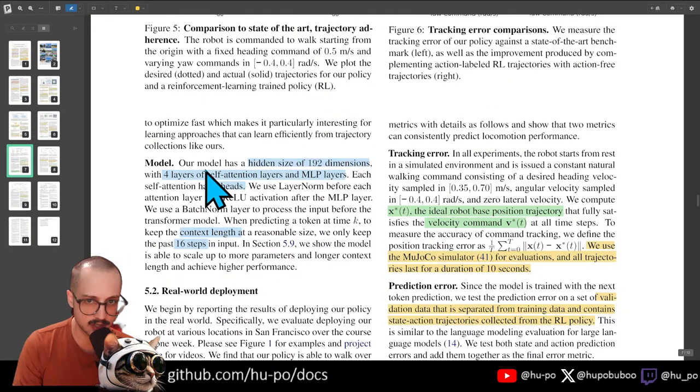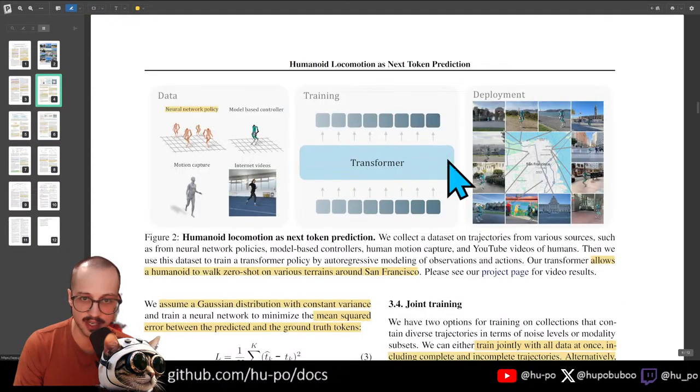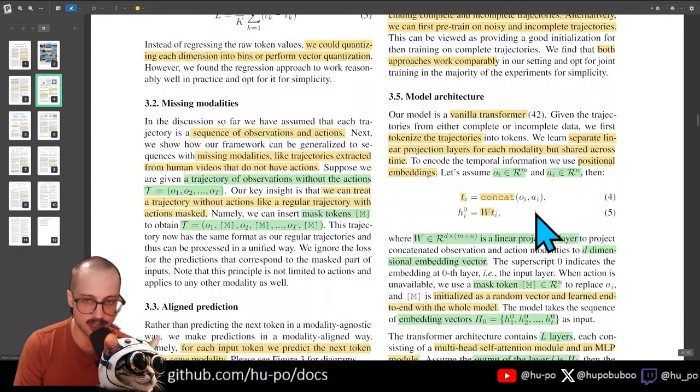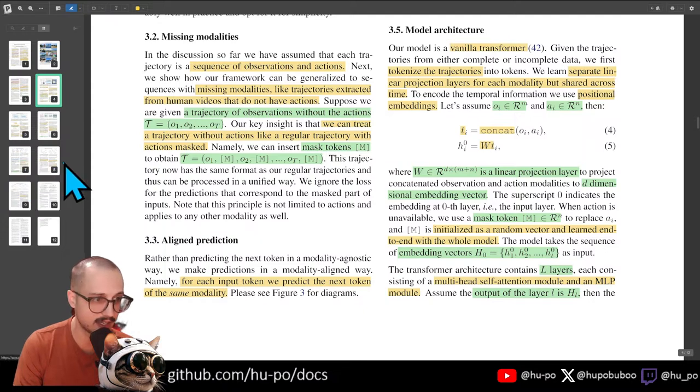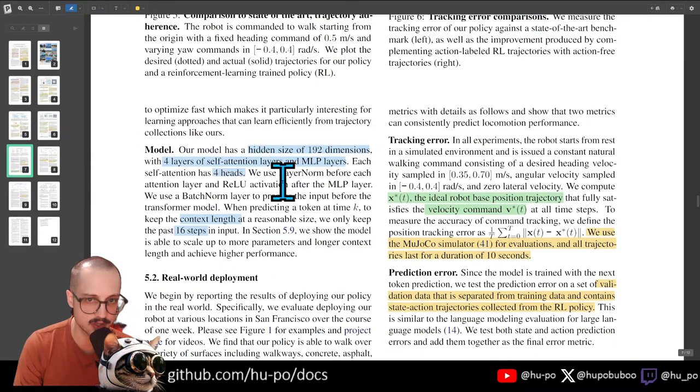Their model. So here's a little more information on what they call a vanilla transformer, right? They mention here that it's a vanilla transformer, nothing special about it. And it actually is quite small. Here you have a hidden size of 192 dimensions, four layers of self-attention layers in MLP. Each self-attention has four heads. Usually that's something like eight. So it's a very small little robot, or little transformer.